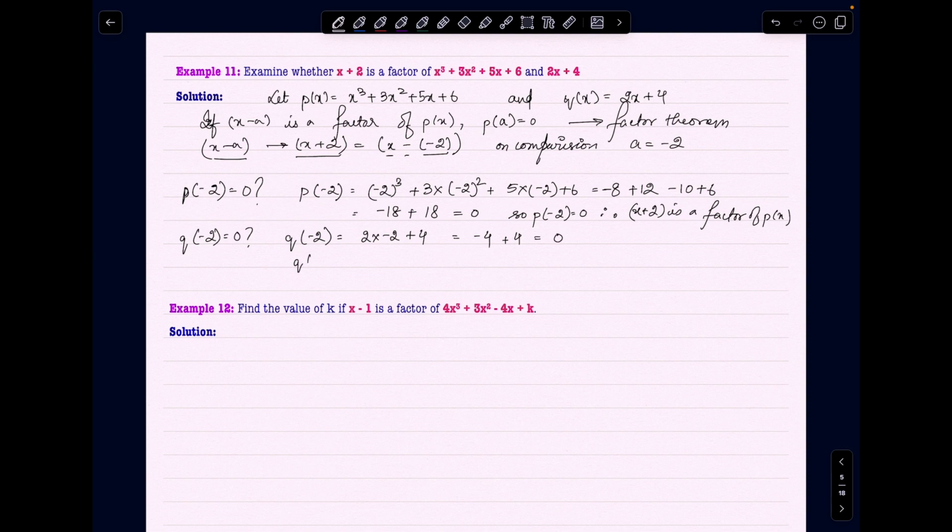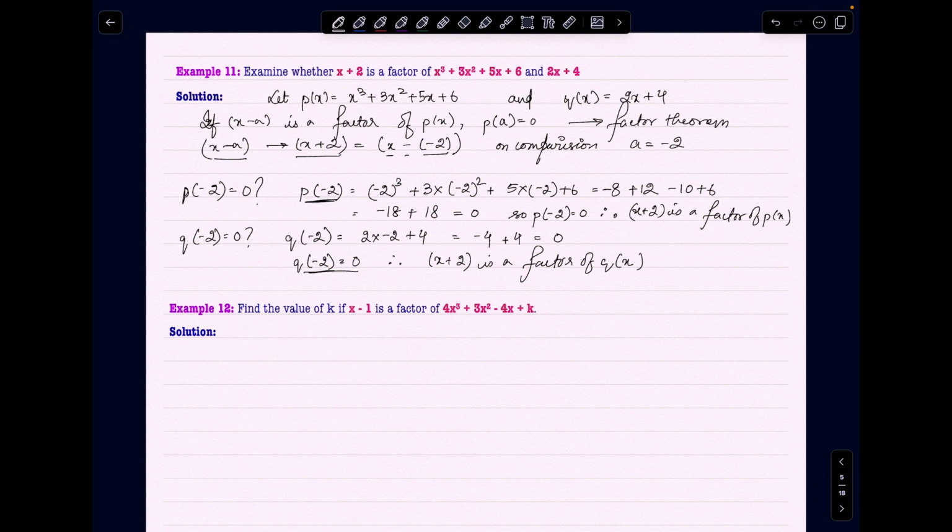So we are getting q of minus 2 equals 0. So we can write, therefore x plus 2 is a factor of what? Factor of q of x. Got my point? Because p of minus 2 is coming 0 and q of minus 2 is coming 0, that is why we can write x plus 2 is a factor of qx by factor theorem.